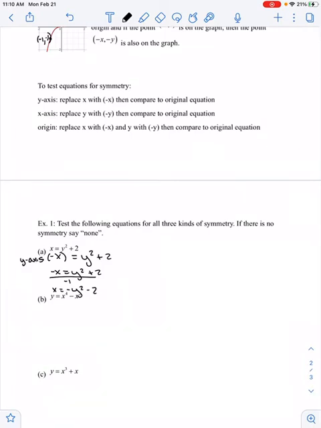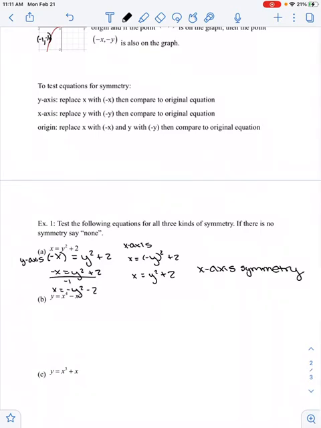Next, we can check for x-axis, and we're going to put in a negative y. So x equals negative y squared plus 2, which is x equals y squared plus 2, since a negative squared becomes positive, and that does equal the original, so this has x-axis symmetry. And if you have one, then you don't have the others, so this has x-axis symmetry.